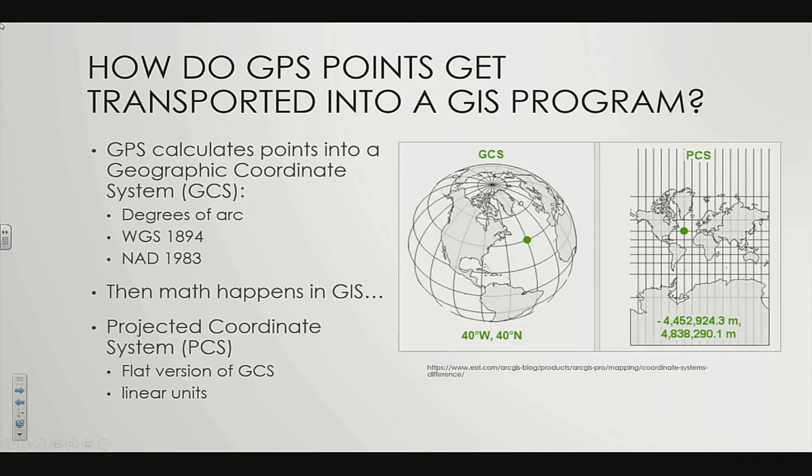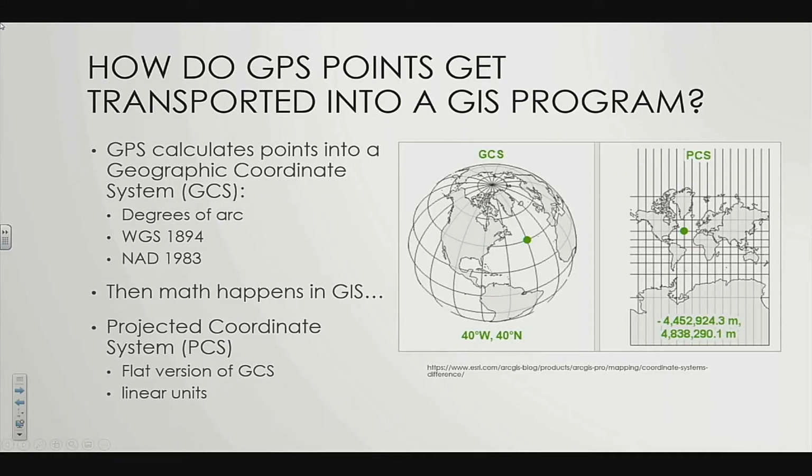And it doesn't work. So we have to project it. We have to change these degrees of arc into linear units. Linear units being meters, feet, miles, kilometers, okay? So this is just the flat version of GCS.